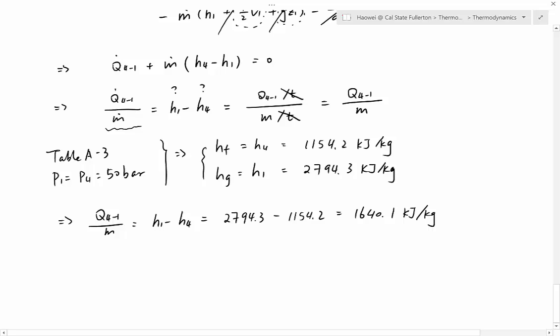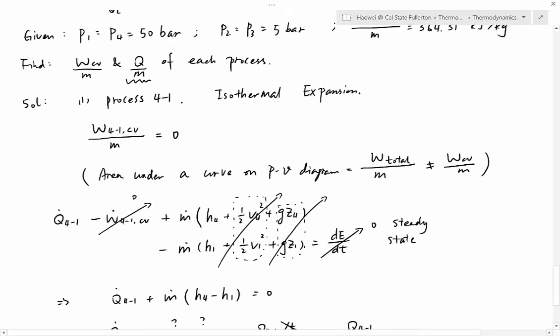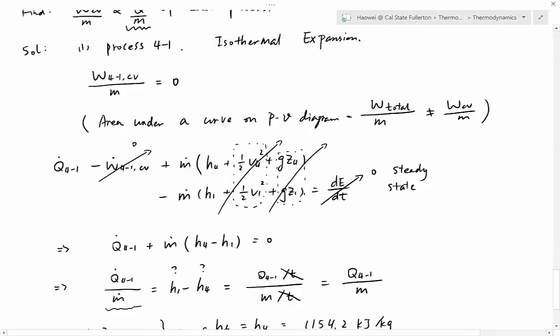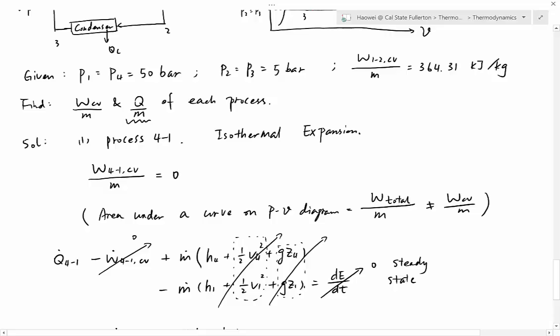That is our solution. And now pay attention to the sign of your solution. This is a positive number. Does it make sense to have a positive heat transfer for 421? Yes, because what is 421? 421 is the boiler. That's where your system, which is the water, gains heat. If the system gains heat, heat transfer must be positive. So now we're done with the first one, process 421. We move on to the next process.